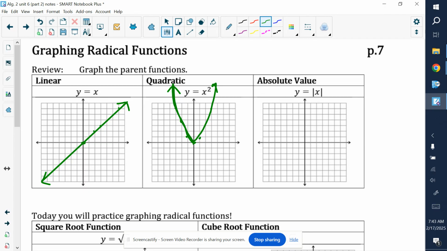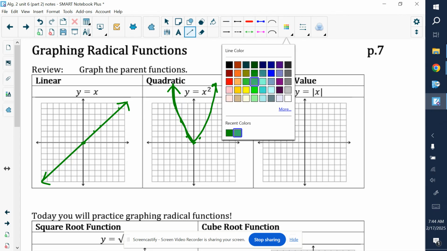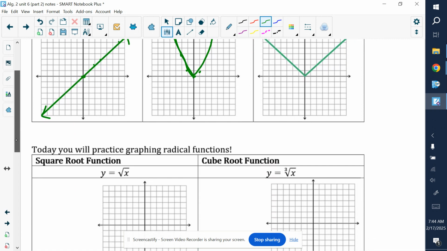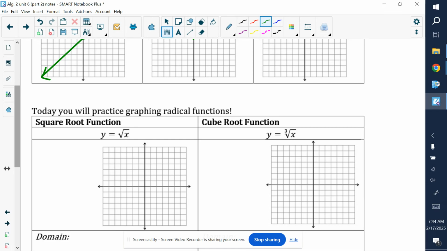And then our absolute value graph, that is the shape of a V. All right, so now let's take a look at graphing radical functions. So we're going to take a look at the square root function and the cube root function.